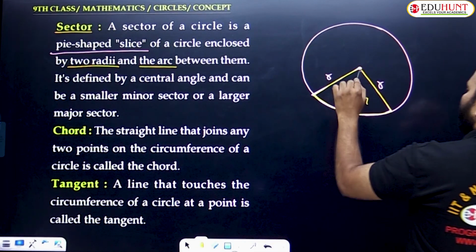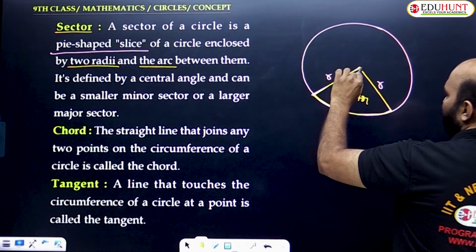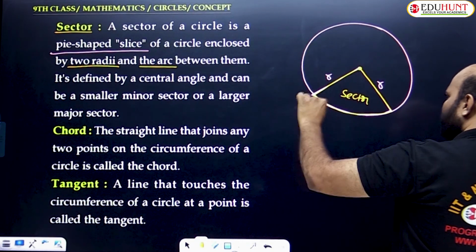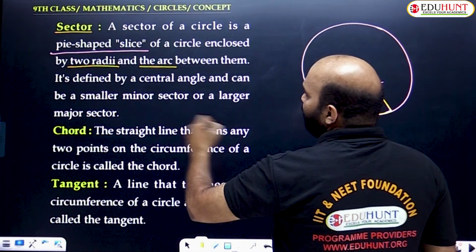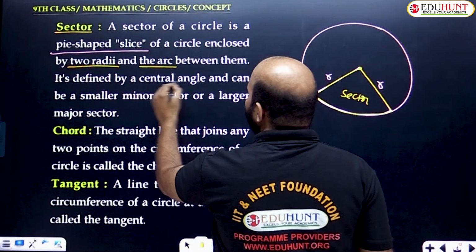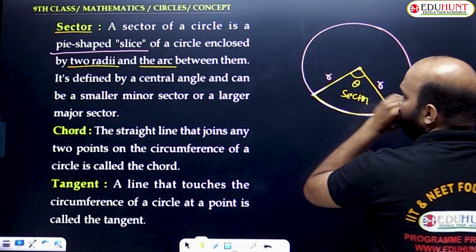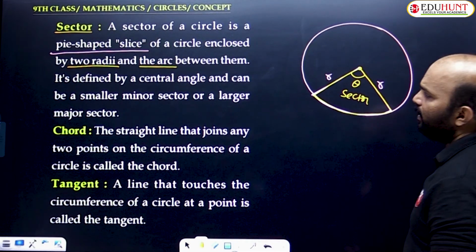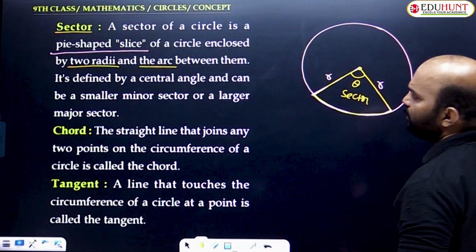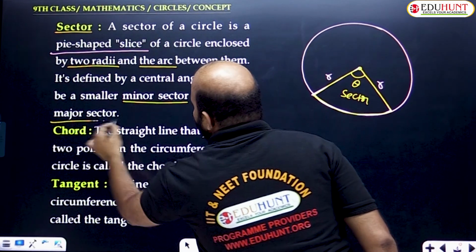A sector is always taken from the center of the circle. Two radii means always taken from the center. It is defined by the central angle, theta. Theta is the angle of the sector. Am I clear? And it can be smaller, nothing but a minor sector, or larger, nothing but a major sector.